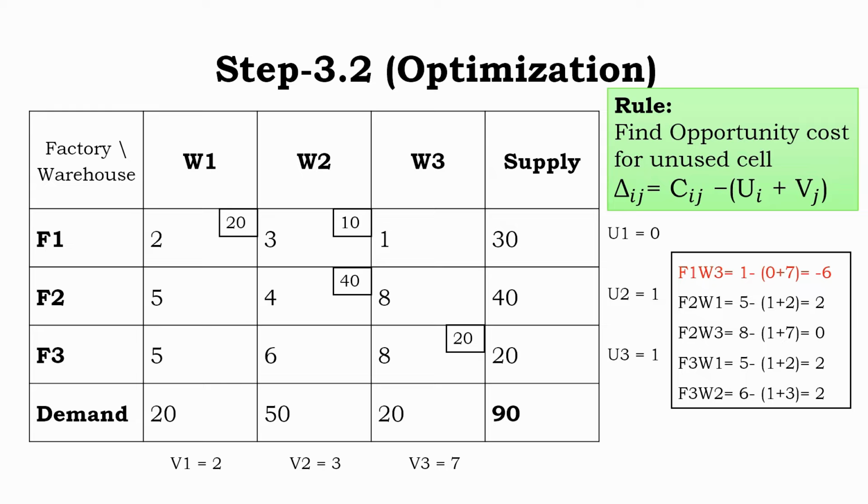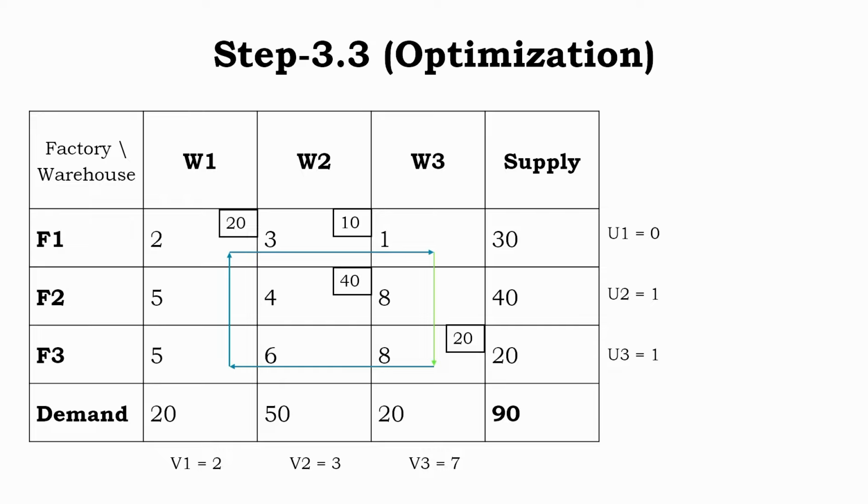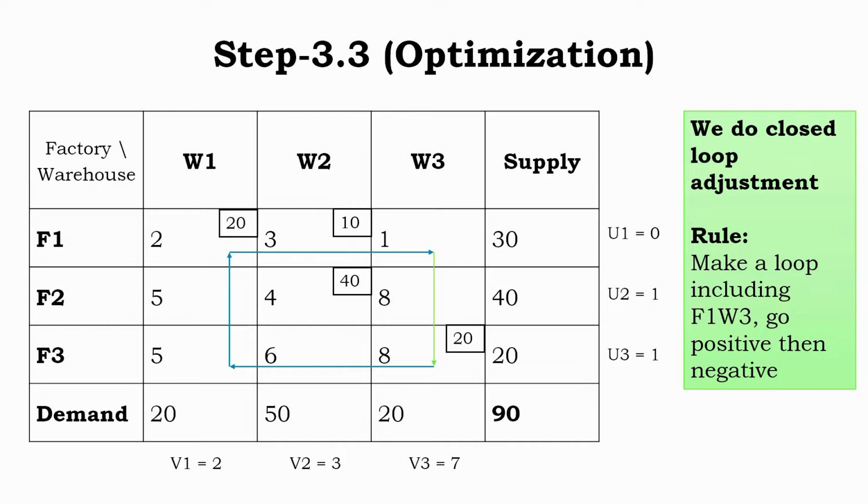We need to find that out. So first we will do a closed loop adjustment including F1W3, which has the highest negative value. We will add some quantity to this cell, then minus, then plus, then minus. That means we will add 20 here, minus 20 from here, add 20 from here, and minus from here.